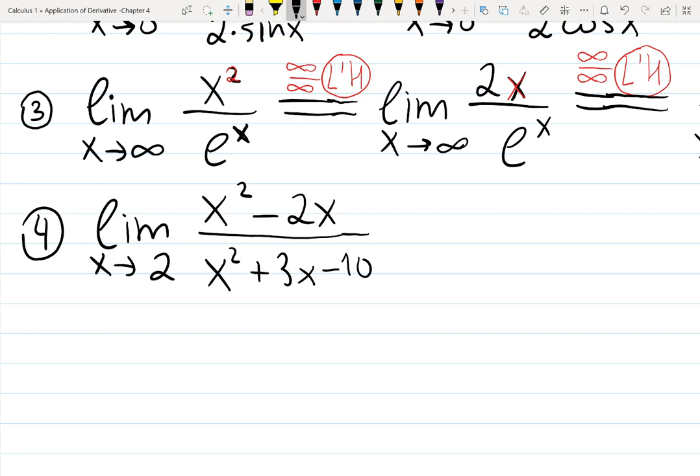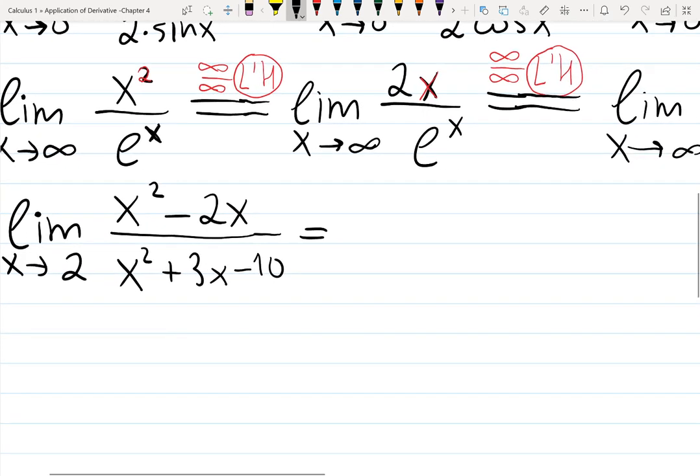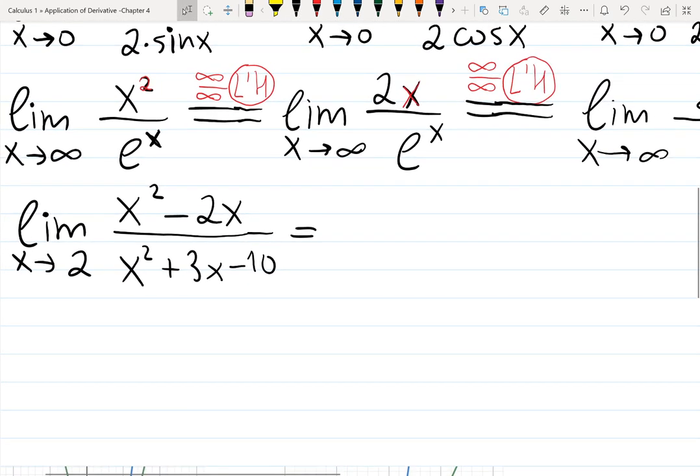Before we taught you L'Hopital's rule, do you remember how we used to work with these cases? Step 1 was, okay, check that everything is fine. Maybe you can just calculate the result. Well, when I plug in 2 at the top, 2 squared becomes 4, minus 2 times 2, which is 4, the top is 0. At the bottom, I will have 4 plus 6 minus 10, that is 0 as well. So this is a 0 over 0 case again.